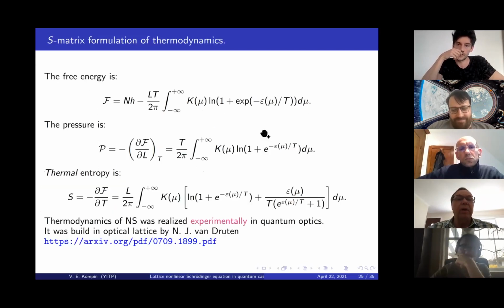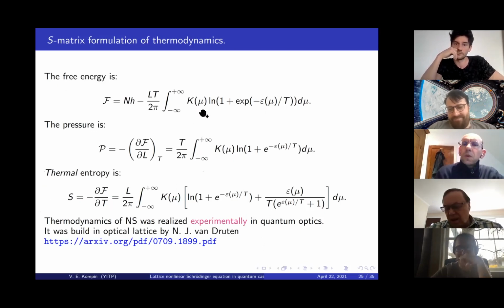Anyway, thermodynamics. The free energy we can express in terms of the solution of this Yang-Yang nonlinear equation of the previous frame. The pressure, a similar equation, and this K is the logarithmic derivative of the scattering matrix. So some people call it the scattering matrix representation of thermodynamics. Also, thermal entropy can be calculated through this function epsilon.